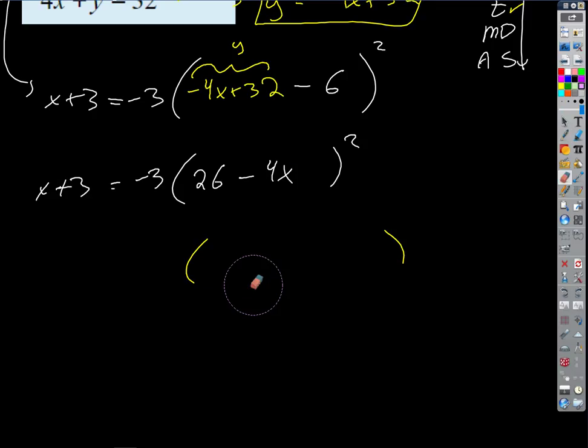So 26 squared is 676. What's going to be 2 times 26 times 4x? Okay, 2 times 26 is what? 52, good. And if I multiply something by 4, I'm just going to double it and double the result. So what's 52 doubled?